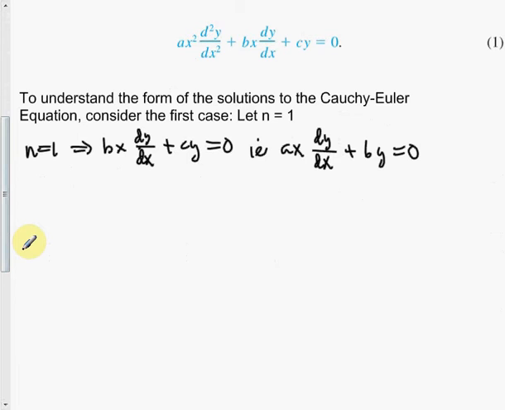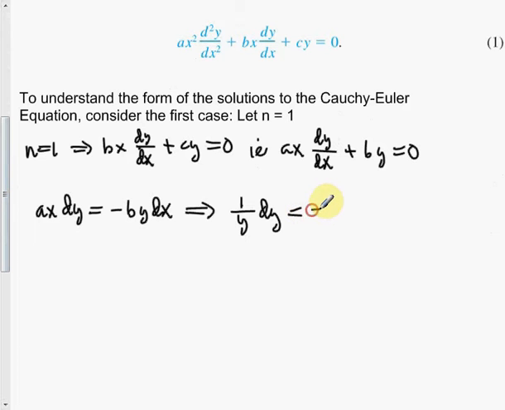I can solve this by separating the variables. So if I multiply through by the dx and subtract by on both sides, do that at the same time. This is ax times dy is equal to negative by dx. Again, trying to separate the variables to get the like terms together. We divide y on both sides, divide ax on both sides. So we have 1 over y dy is equal to negative b over a times 1 over x dx.